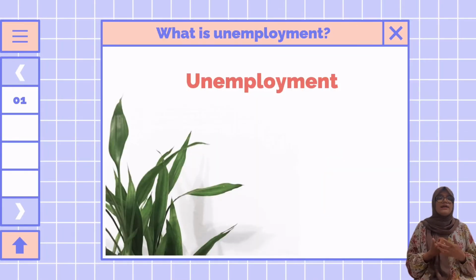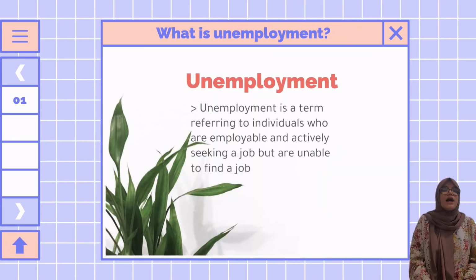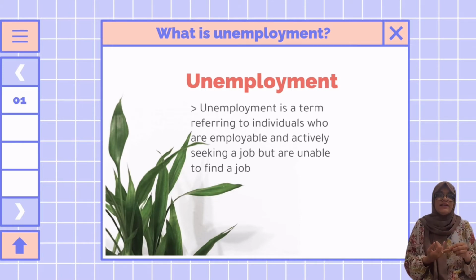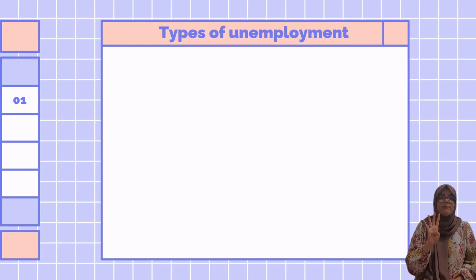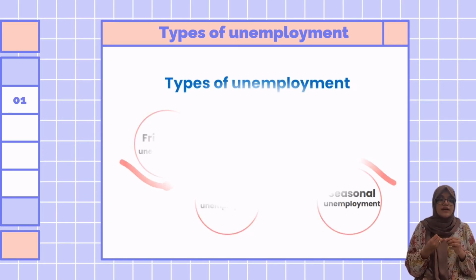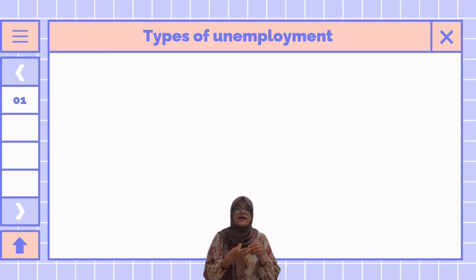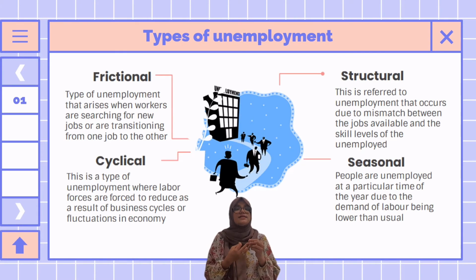So, what is unemployment? Unemployment is the term used to describe people who are employable and actively looking for work but are unable to find work. So the keywords here are employable and actively seeking a job. There are four types of unemployment: frictional unemployment, structural unemployment, cyclical unemployment, and seasonal unemployment.